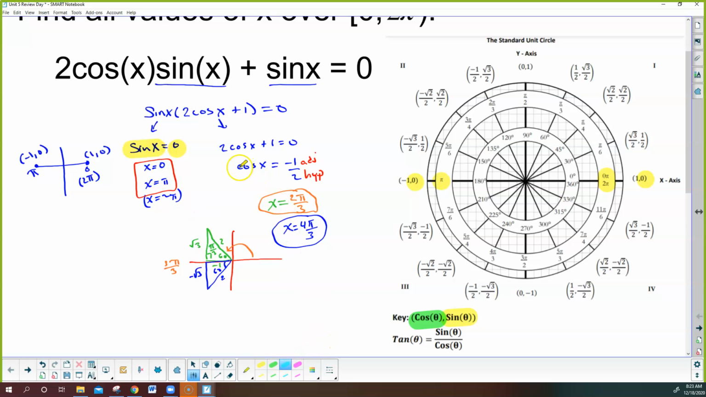And then we got, when is cosine of x equal to negative 1/2? You have to know that cosine is the x value. So I'm going to look for the x values, but I want it to be negative 1/2. So when is cosine negative 1/2? At 2 pi over 3, that was my first answer. And then it's reflected, so right here at 4 pi over 3.